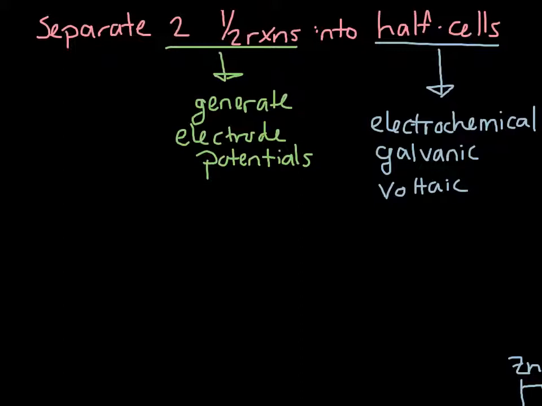These half reactions are what generate electrode potentials. The electrode is your anode and/or cathode in a particular battery, and the half reactions are the ones that generate the negative and positive charges created through the reaction.